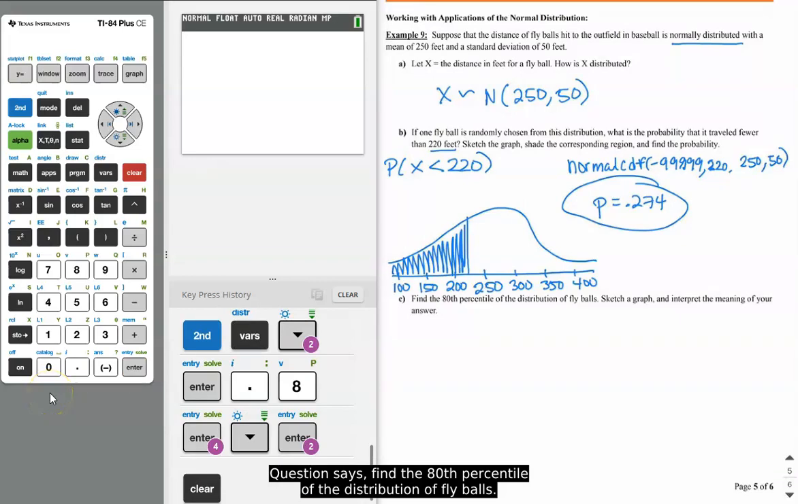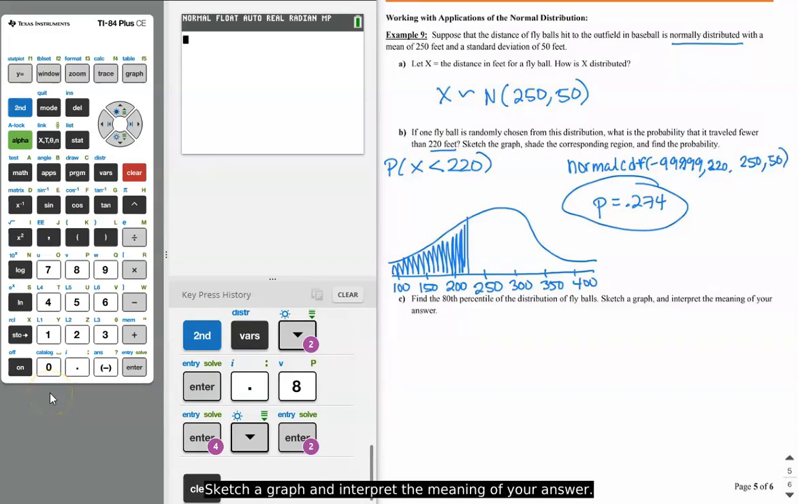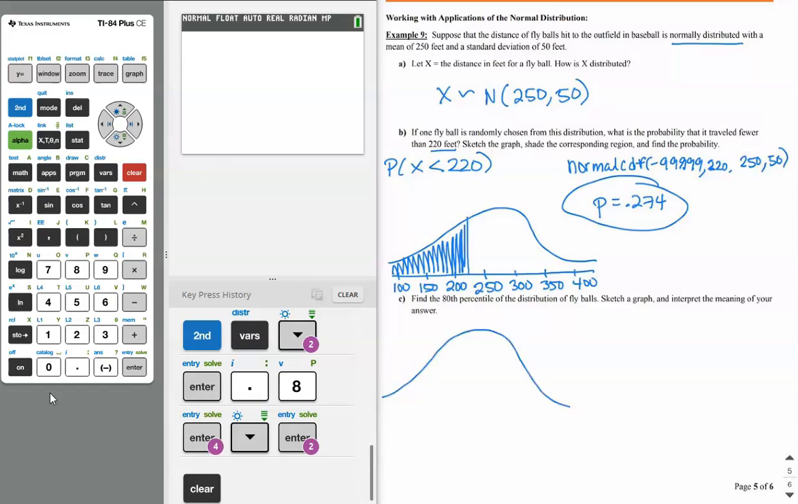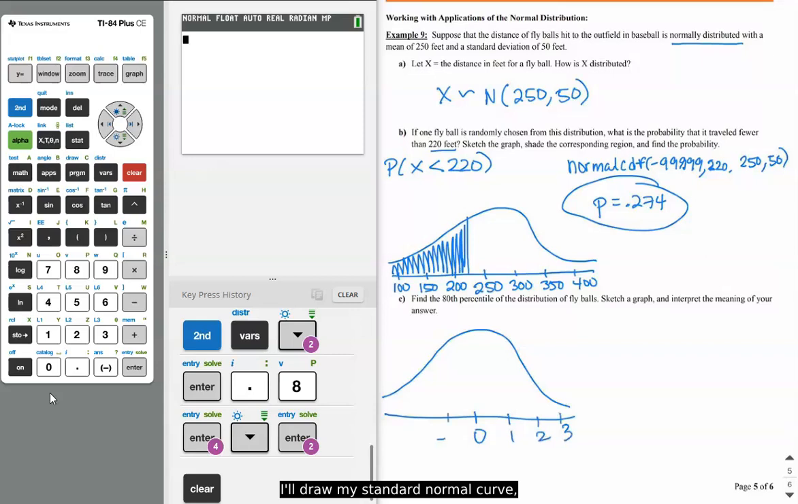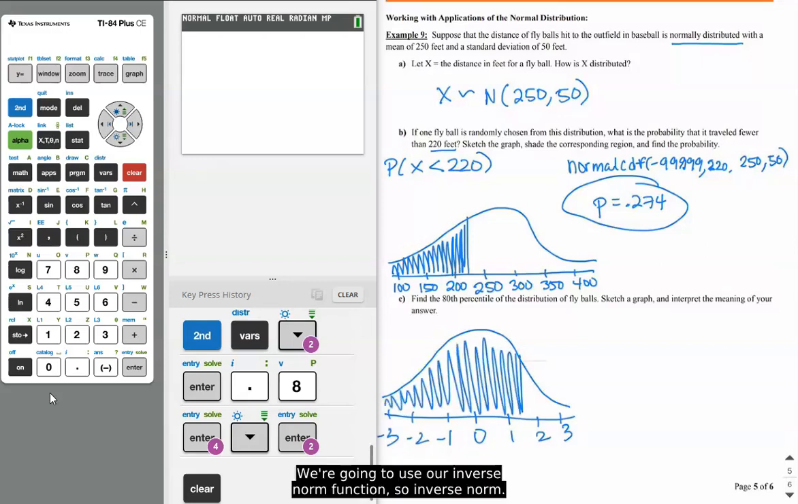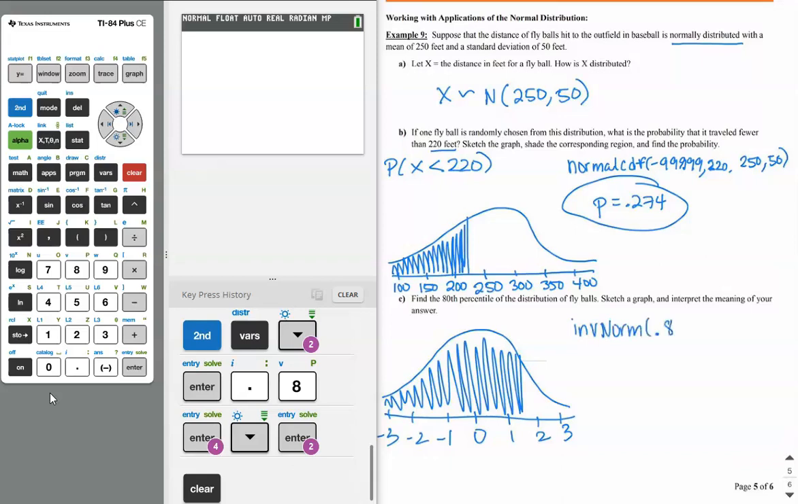The question says, find the 80th percentile of the distribution of fly balls. Sketch a graph and interpret the meaning of your answer. So we're going to try to find an x value here. For the 80th percentile, if I were to graph this, I'll draw my normal curve. The 80th percentile is more than half the curve, so something along these lines. And so we're going to use our inverse norm function. The area to the left, because percentiles are area to the left, is 0.8.